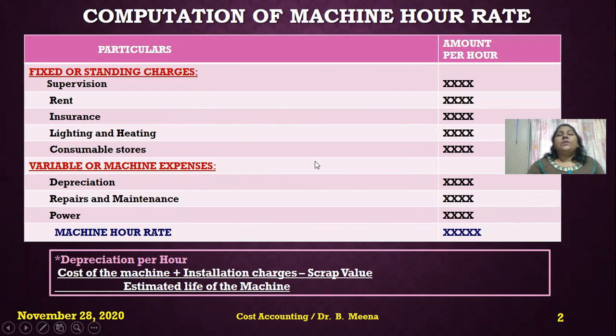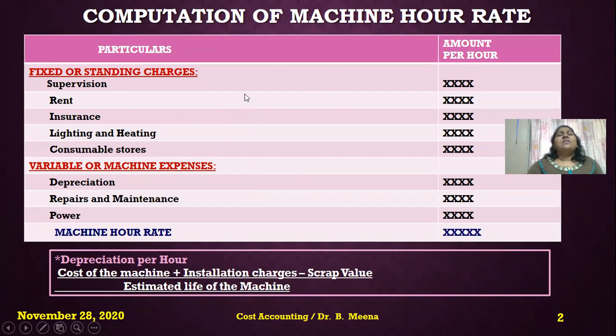Before going into these calculations and the format, first of all, we have to complete the working notes to calculate the depreciation per hour. You know the formula, you are studying from +1. The formula is cost of the machine plus installation charges, if installation charges are given in the problem, minus scrap value, divided by the estimated life of the machine. That means how many hours that machine can run for its full life. So this is the formula you always need to make use of to calculate the depreciation per hour as a working note. This is the first calculation you need to make before going into this format.